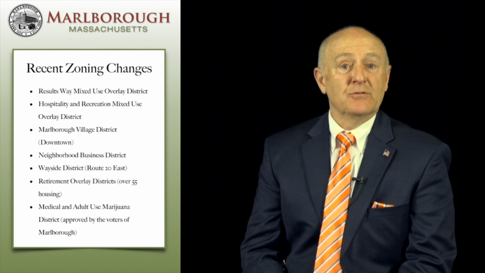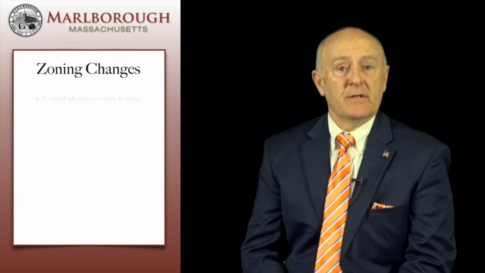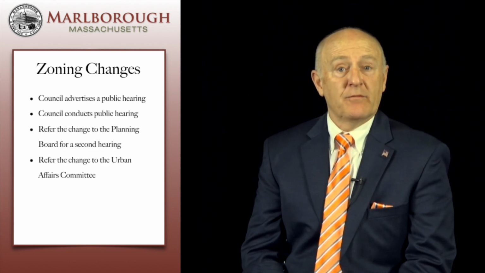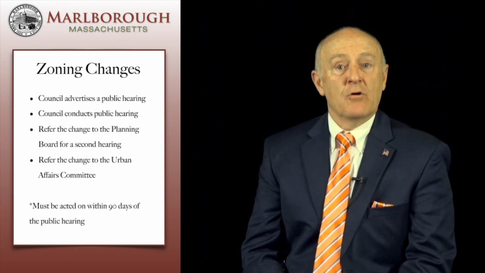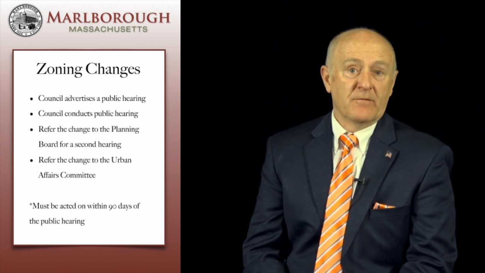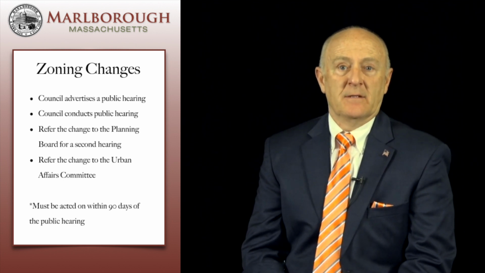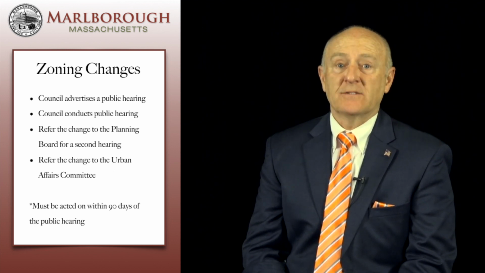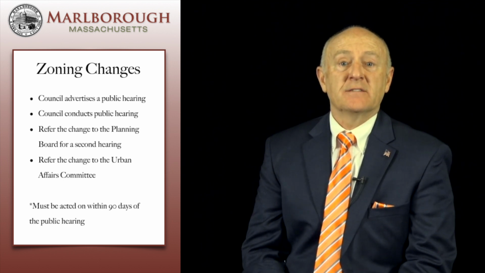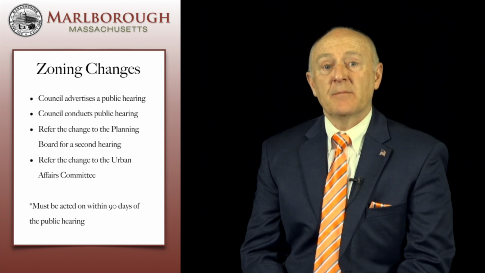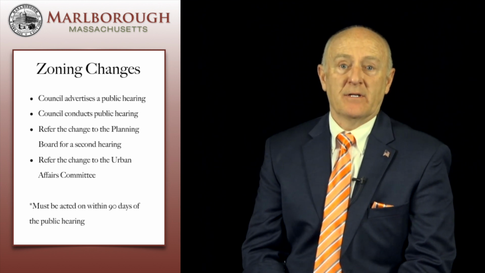Medical and adult use marijuana. Again, this was approved by the voters. And so for zoning changes, the council advertises a public hearing, conducts a public hearing to get input from petitioners and the residents, refers the change to the planning board for a second hearing, and then refers the zoning change to the Urban Affairs Committee. And the zoning change must be acted on within 90 days of the public hearing. If no action is taken within 90 days, the matter has essentially failed. No further action can be taken until a subsequent public hearing is held by the City Council and the Planning Board.